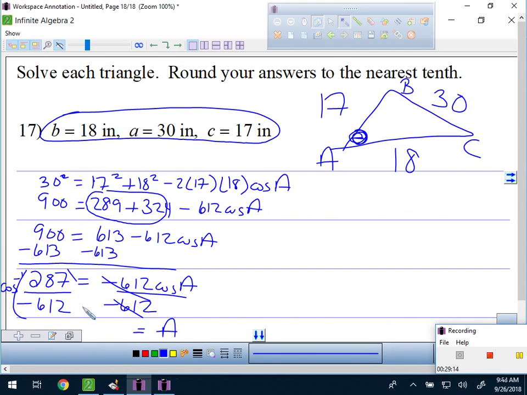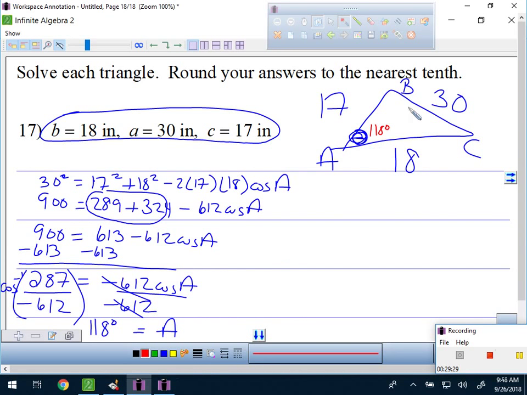So I'm going to type in cosine inverse of 287 over negative 612, and that gives me an angle of 118 degrees. So this angle right here is 118 degrees. Now, here again, if you look at your answers, you might be able to get your answer right off the bat, but I'm going to keep on working it.